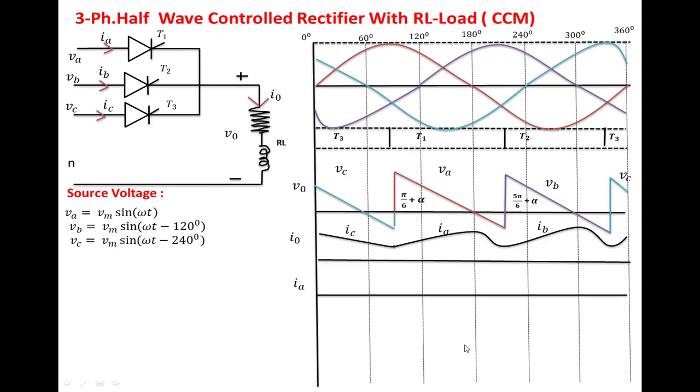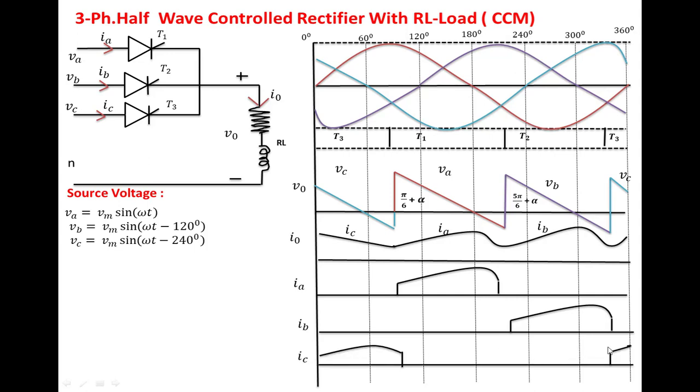Now we are going to draw the source current of phase A. From this instant to this instant, phase A is supplying current. For the remaining duration, the phase A current becomes 0. You take the same magnitude and same wave. Phase B is supplying current from this point to this point, so you draw the same waveform and magnitude in this duration. For the remaining duration, phase B is not supplying any current. In a similar manner you have to draw the phase C current also.